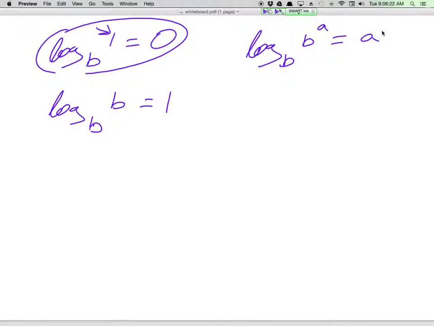And the fourth one is similar to that, and it's not going to make much sense to you. But the fourth one is, if I have b, and then in the exponent I have log base b of a, this thing right here equals a. So if I had numbers in there, if I had 5 to the power of log base 5 of 7, this thing would equal 7. So those are my 4 properties of logarithms that we need to know. Okay? So now we're going to put all that together and evaluate logarithmic expressions real quick.